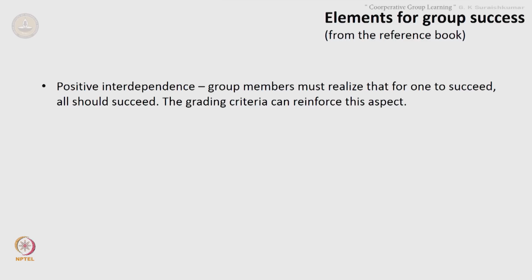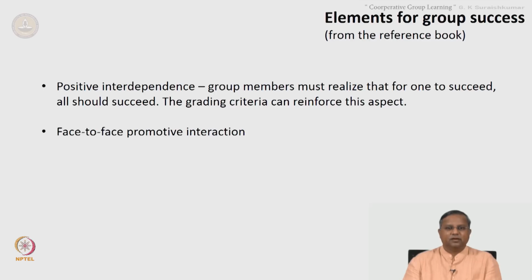The way that I had mentioned, the marks that are given to a person are the marks that are given to the entire group. That is one way by which you can implement this. Face to face promotive interaction is necessary for group success. If the group is not doing that, you might want to intervene to improve this aspect.